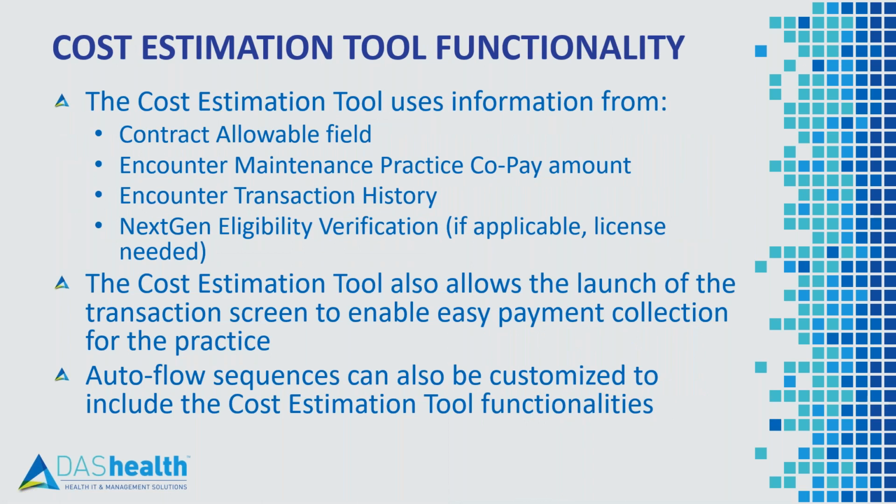So where does the cost estimation tool pull its information from to provide your patient with their good faith estimates? It uses information from contract allowable fields, encounter maintenance and practice copay amounts, encounter transaction histories, and NextGen eligibility verification. I do want to point out that you would need to be utilizing NextGen eligibility verification in order for this to be a point of information gathering, and a separate license is required for that add-on.